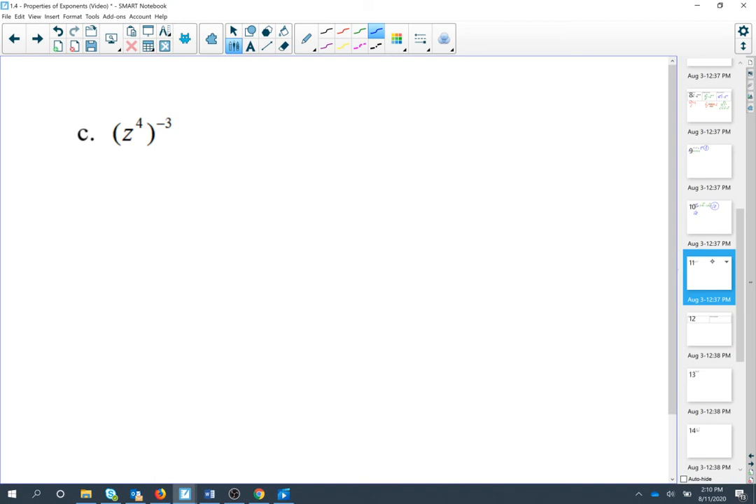Letter C, z to the 4th power, quantity to the negative 3rd power. So this is our power to a power. I'm going to take my negative 3, multiply it by my 4, and get z to the negative 12th. Then I'm going to look at that and say, okay, but I really don't like a negative exponent. So I'm going to do the reciprocal, 1 over z to the positive 12th, and that's our final answer.